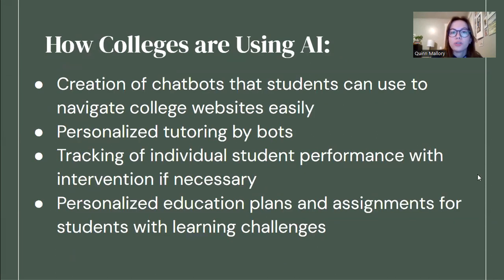Okay, so how are colleges using AI right now? Colleges are finding more and more useful ways to incorporate AI into their learning systems and help students. The creation of chatbots that students can use to easily navigate websites have been developed. So colleges are uploading class catalogs and course lists to help students create their own schedules, and then they're using ChatGPT to help students navigate these relevant websites and sources so that they can get help after normal business hours.